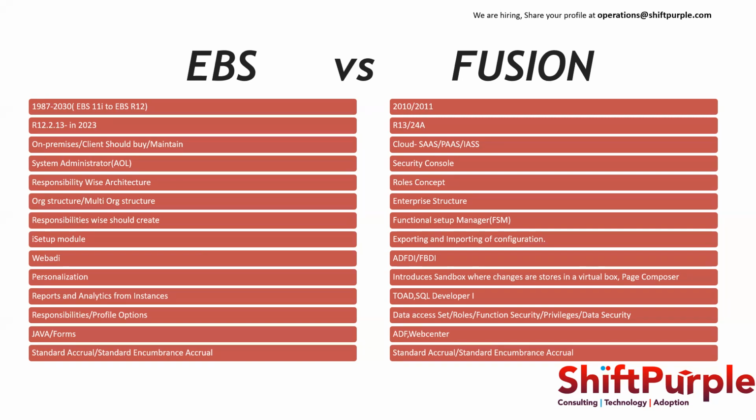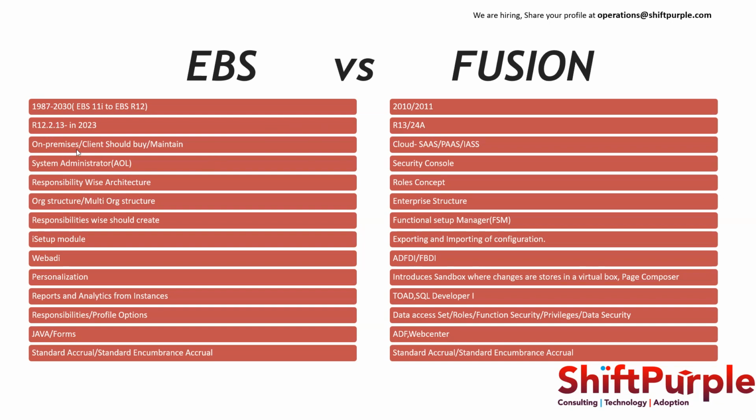In EBS, we have the latest version as release 12.2.13, which was launched in 2023, and the latest version in Fusion, which is our release 13, is 24A, which goes as per the year and quarter.